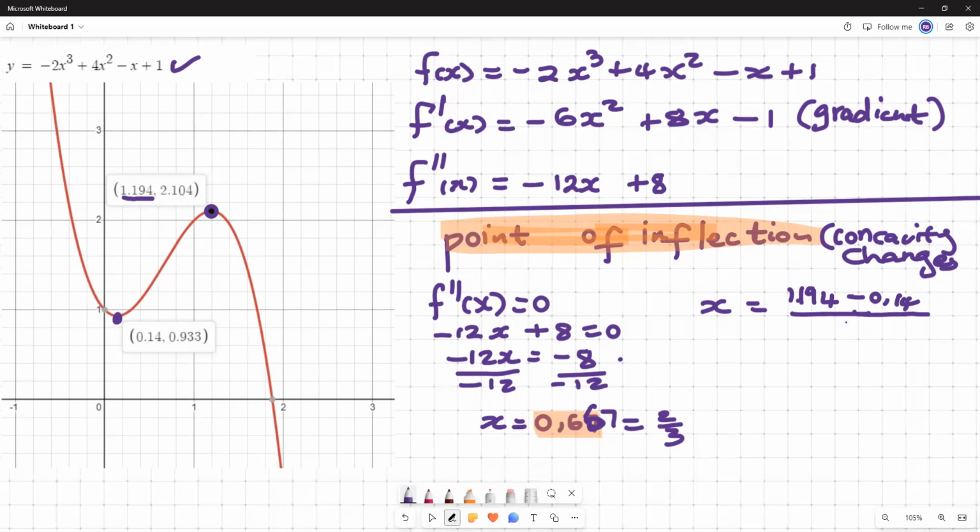And that gives you the distance. But remember, I said it's halfway, so you divide that by 2. Let's press that on a calculator and see. So it's 1.194 minus 0.14 all over 2. That gives me a different answer. Let's see why.